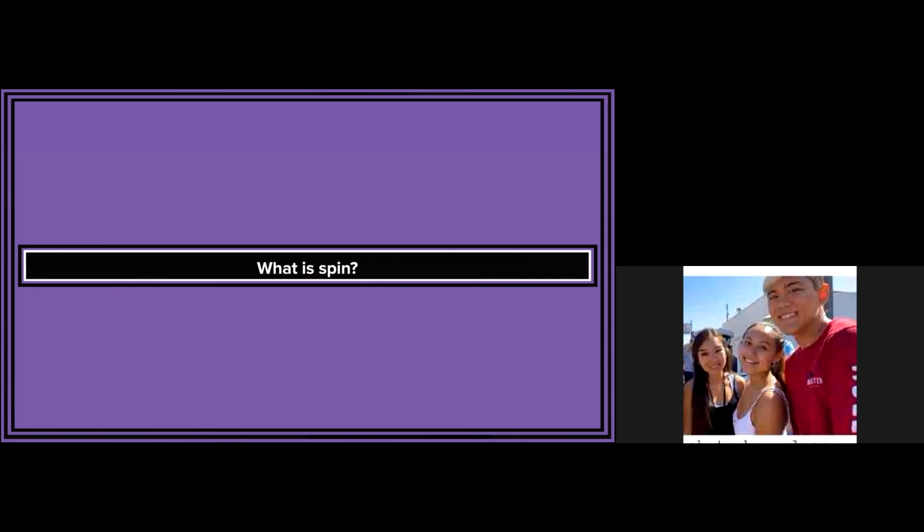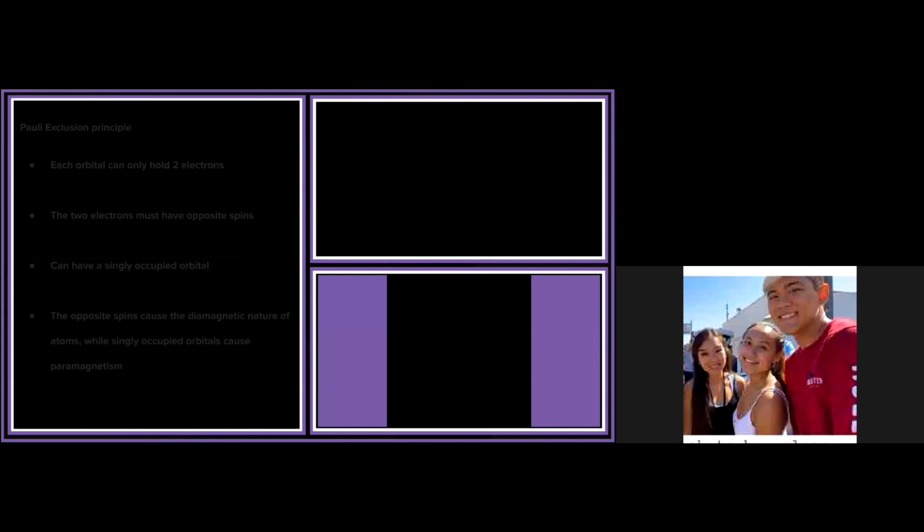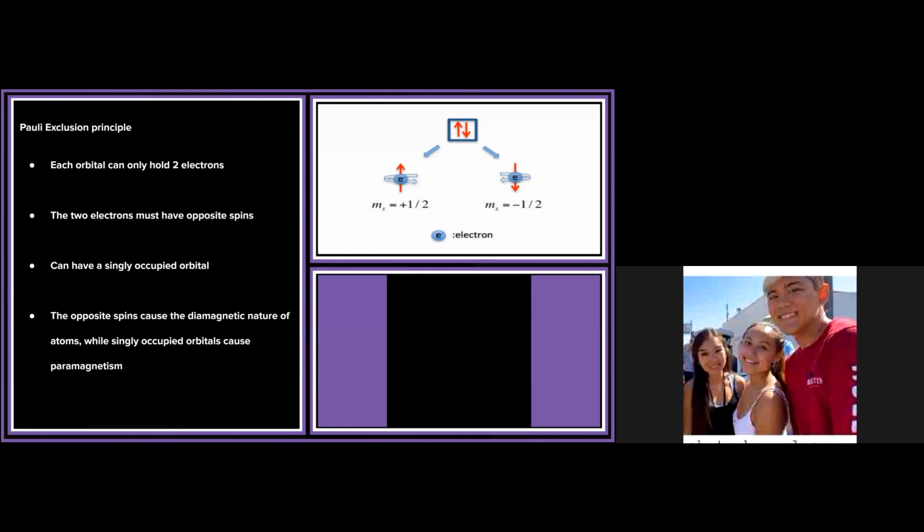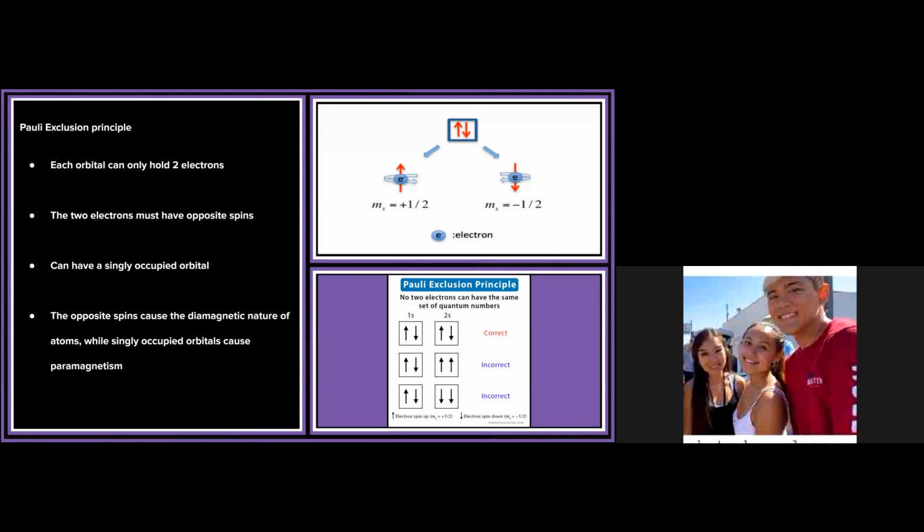So what is spin? Spin can be most easily visualized by the Pauli exclusion principle, where each orbital can only hold 2 electrons, and these 2 electrons within the orbital must have opposite spin. So one must have m sub s of plus 1/2, and one must have an m sub s of minus 1/2.